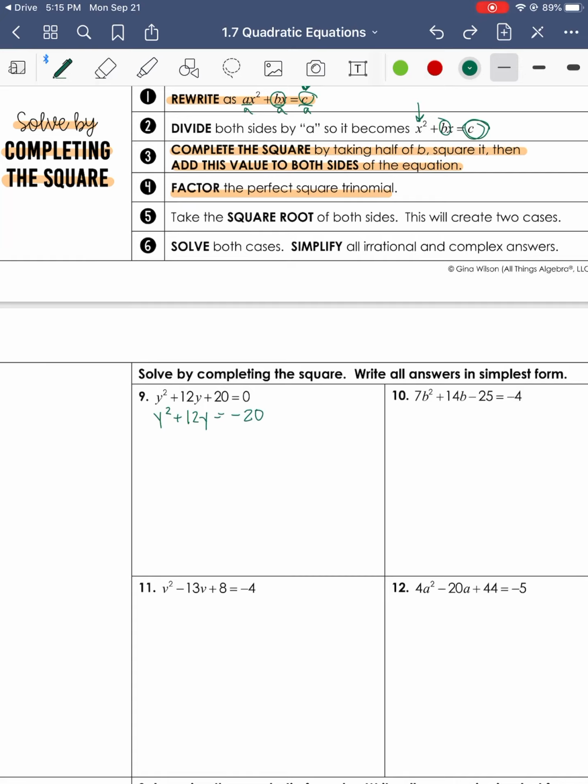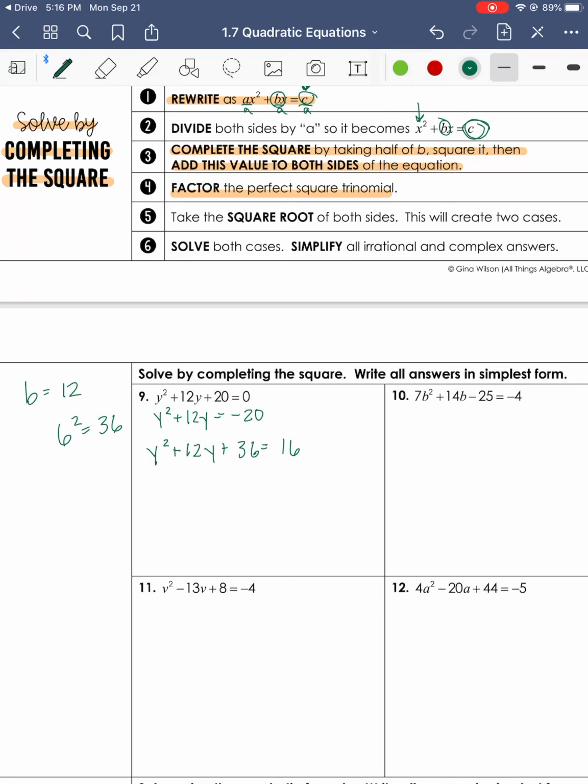Okay, we're completing the square. We're going to take half of b, so b is equal to 12. Half of b is equal to 6. We're going to square it. 6 squared is equal to 36. And then we're going to add it to both sides. So now we have y squared plus 12y plus 36 is equal to negative 20 plus 36, which is 16.